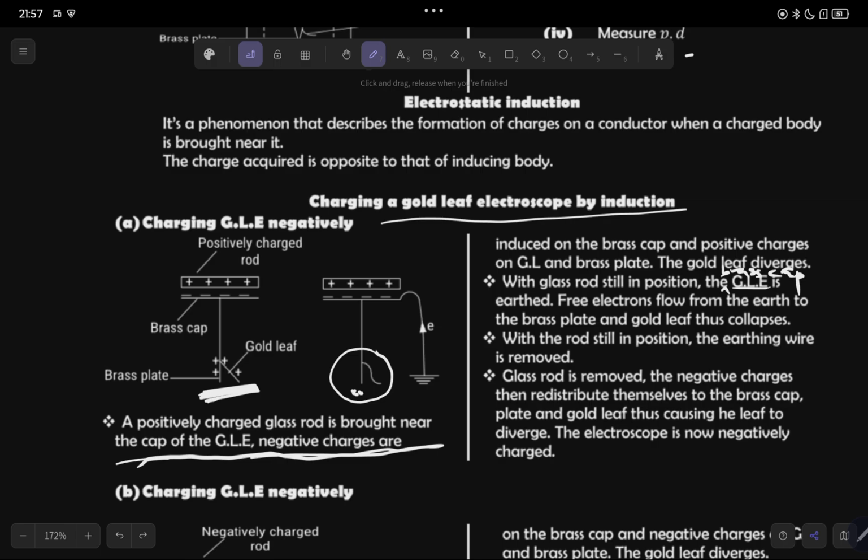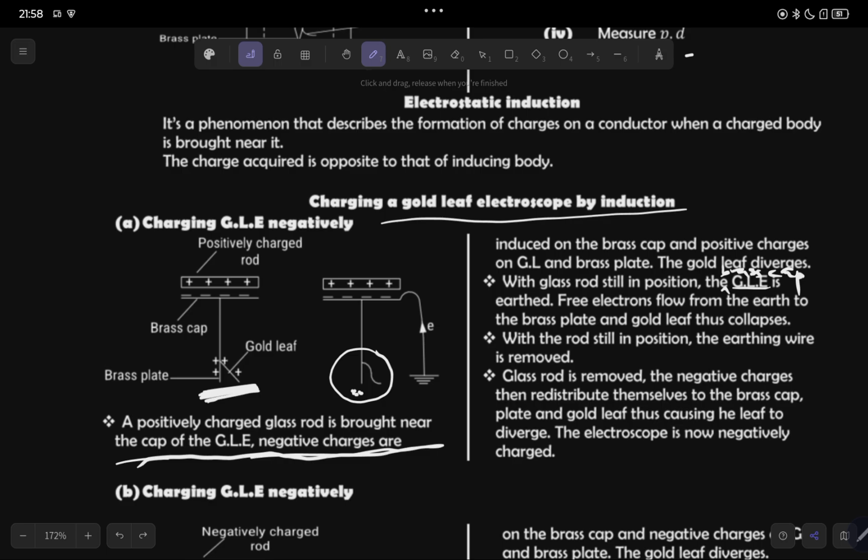So we are now remaining with only the negative charges on the brass cap and the positive charges on the inducing rod. So before you take away the inducing charge, you remove the earthing. When the earthing is removed, you are still holding our inducing rod in place, because if you do it after taking it away, these electrons will run out to the earth. So you keep it there while you remove the earthing so that you remain with your negative charge on the brass cap, because our aim was to charge the gold leaf electroscope negatively by induction.